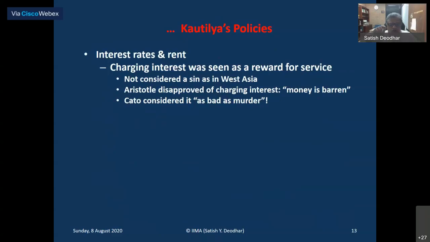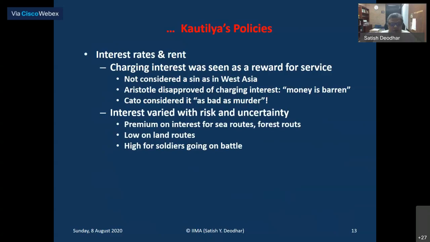Cato, this is Cato the Elder, the Roman philosopher. He said charging interest is as bad as murder. Imagine, this is what is being said by these Western philosophers, while in contrast, Indians were saying we understand what interest is. Kautilya said interest varies with risk and uncertainty. He had a premium on interest for traders who would use sea routes and forest routes. He talked about low rates on land routes, and he talked about very high rates for soldiers going into battle.